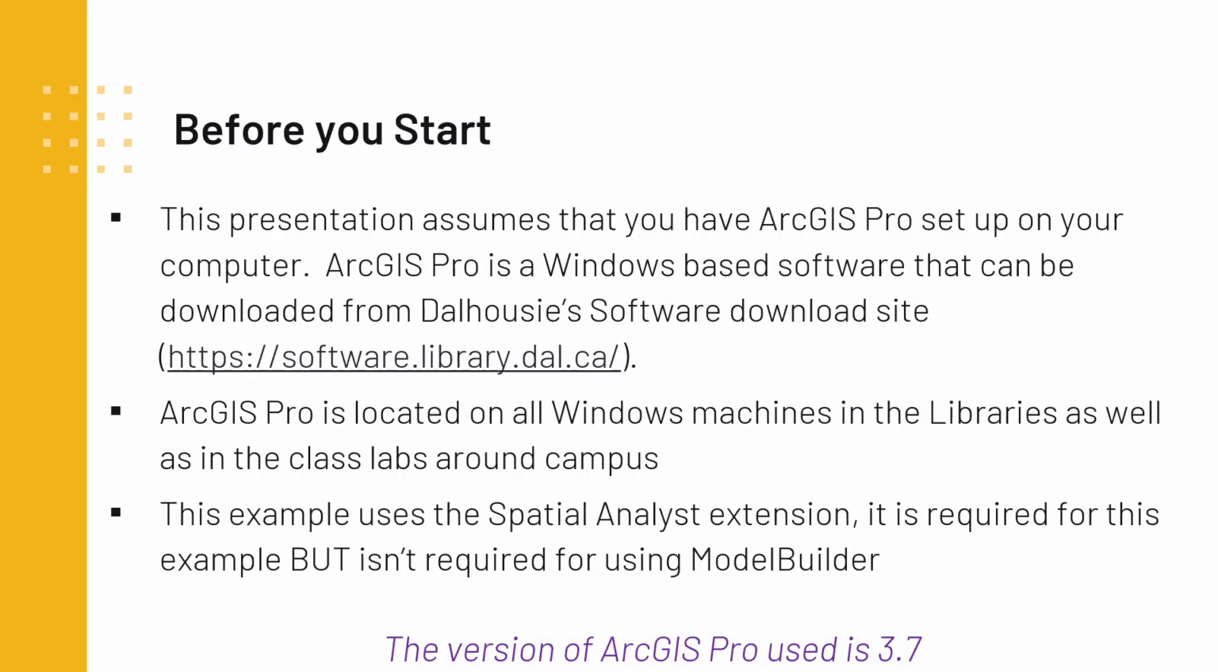Before you start, this presentation assumes that you have ArcGIS Pro set up on your computer. ArcGIS Pro is a Windows-based software that can be downloaded from the Dalhousie software download site. It is also available on all Windows machines in the libraries as well as the classroom labs around campus. It's important to note that in this particular example, we are using the Spatial Analyst extension, which is available to all Dalhousie people. This is a requirement for this particular example, but it is not a requirement for using ModelBuilder. This particular session is done in ArcGIS Pro 3.7.